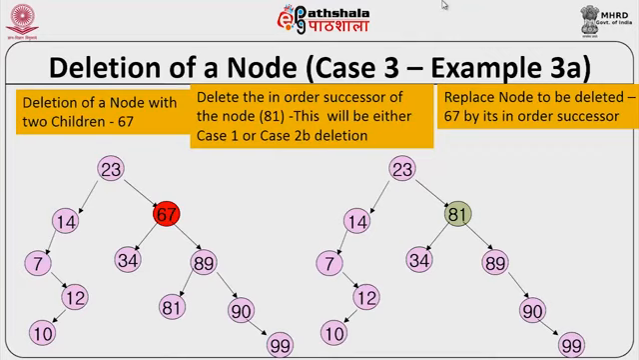Now, the property of the in order successor is that 81 can have only one child and that will be a right child. Here it does not have any children. Instead of this example we could also have used one where 81 had a right child, for example 86. In that case 86 has to be attached to the parent of 81, which is the case where the in order successor has one child. That also could have been done, but the replacement remains the same, 81 replaces 67. That is case 3b, which we have not shown in the figure.